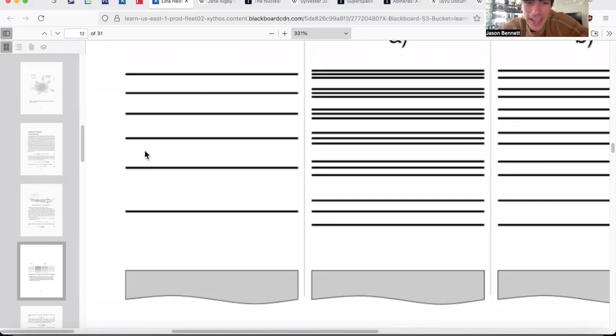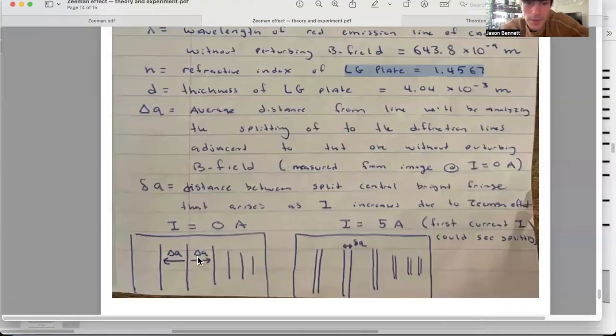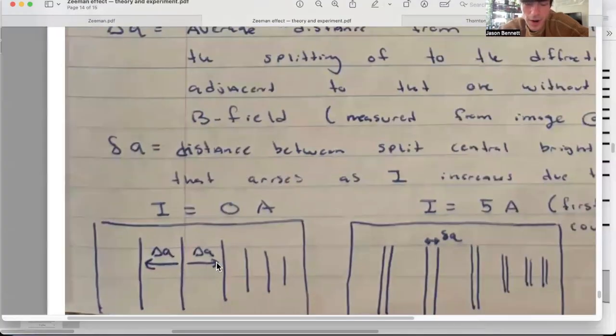Capital delta A is basically going to set a calibration length for me. Those two delta A's are basically the distance between adjacent lines. They are not equal to each other, so the way that I did this was I just took the average of them. I measured that in Inkscape, and then I took the average of those two values. So that's my delta A. Kind of looks like this.